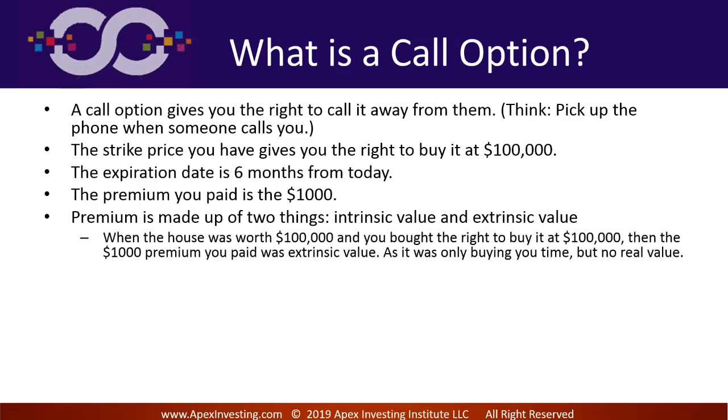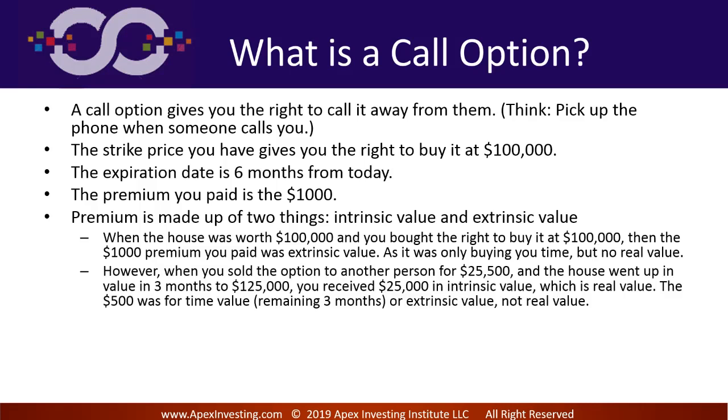So when the house was worth $100,000 and you bought the right to buy it at $100,000, then the $1,000 premium you paid was purely extrinsic value, as it was only buying you time. It wasn't really buying you value, right? Because you weren't putting any money into the house. You were paying $1,000 and you're going to pay the full value of $100,000.